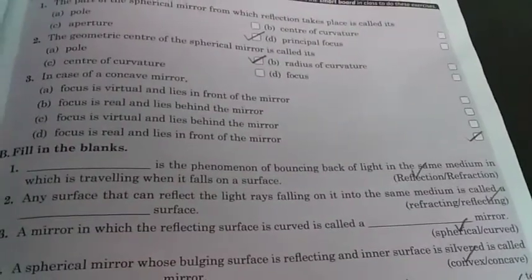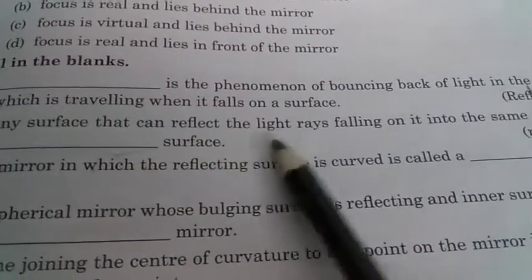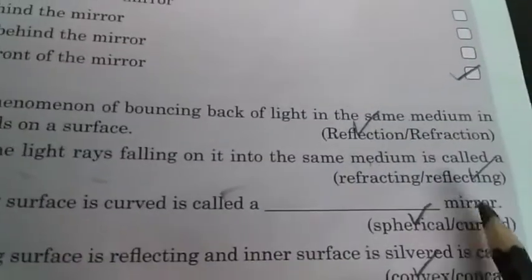Now fill in the blanks. Number 1: reflection is the phenomenon of bouncing back of light in the same medium in which it is traveling when it falls on a surface. That is called reflection. Second, any surface that can reflect the light rays falling on it into the same medium is called a reflecting surface.